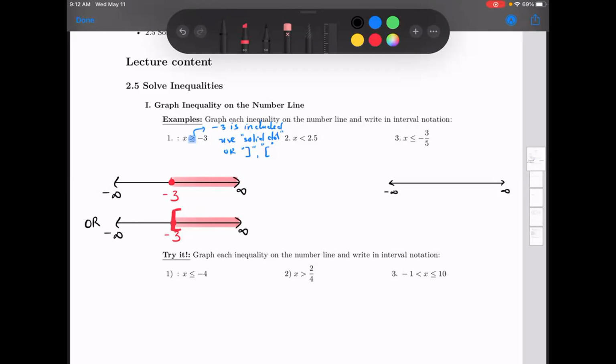All right, so more people got it. So -3/5 is roughly 0.6. Well, it's actually exactly -0.6, but it doesn't matter. Just put it in the middle. I want it to be less than or equal to, so I'm going to use the dot or the bracket, doesn't matter. And it's less than, so it's going to face to the left, like that.